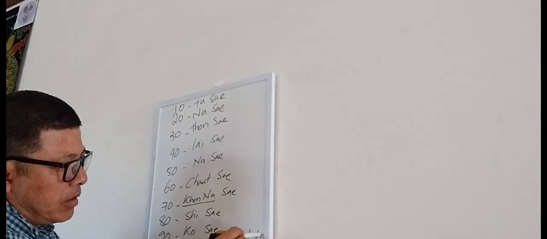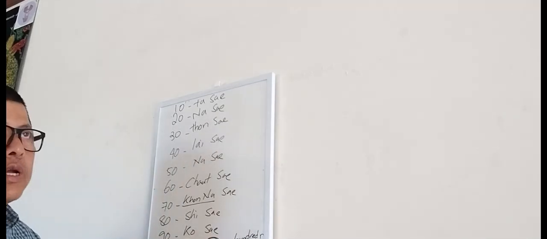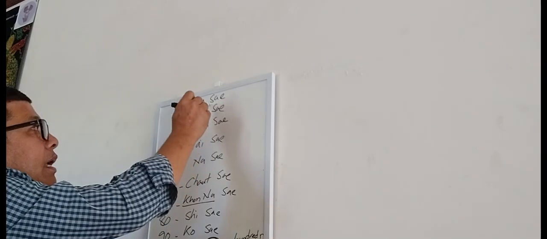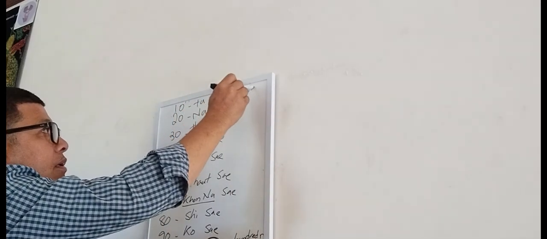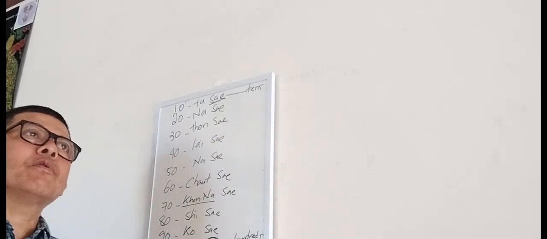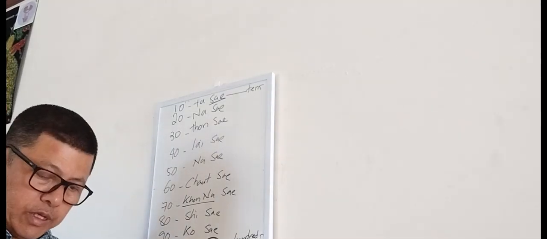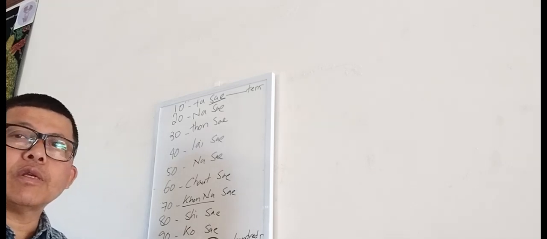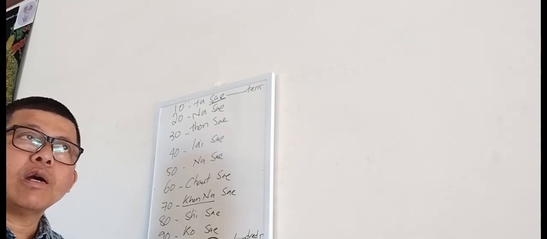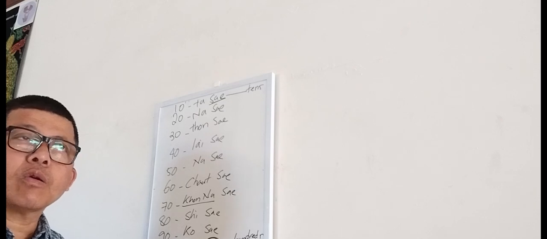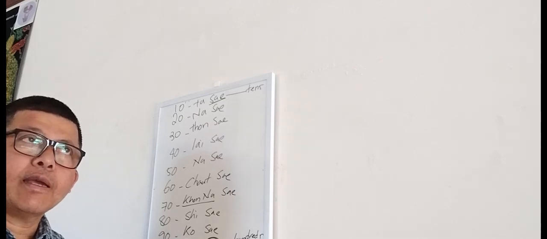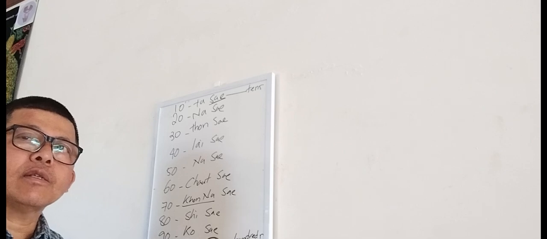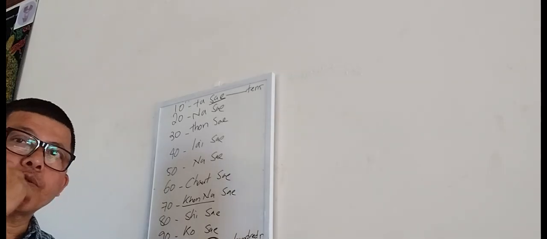100. If you want to say 200, ya. 300, ya. Say is a 10. Okay. So if I want to say 400, in Burmese, 400 is liya. If I say 700, kunaya. 70, kunase. Okay, say is for tens, ya is for hundreds.